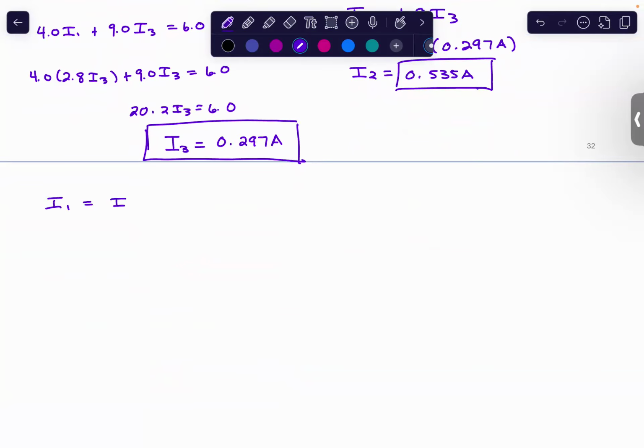And so now I1 equals I2 plus I3. That's going to be 0.535 plus 0.297, which is 0.832 amps.